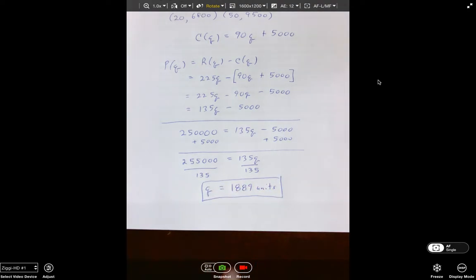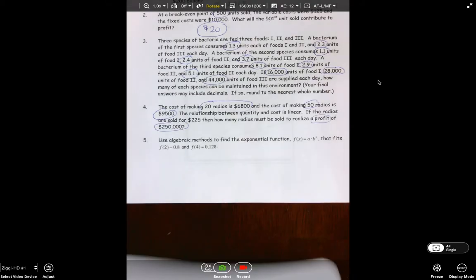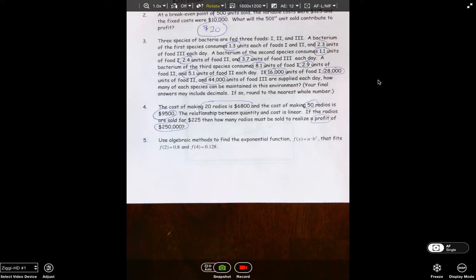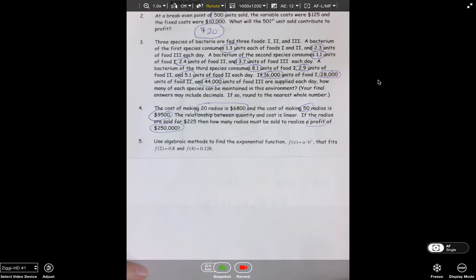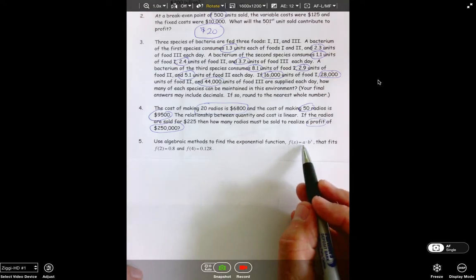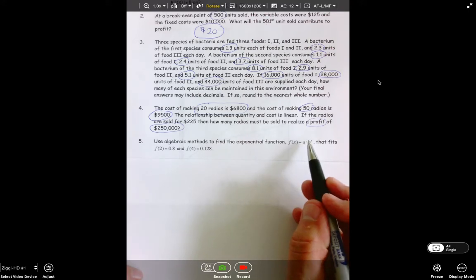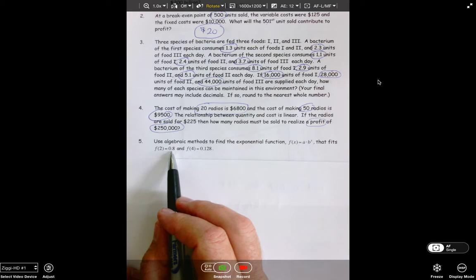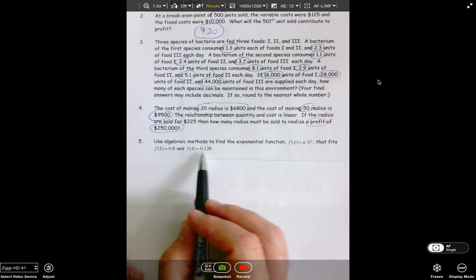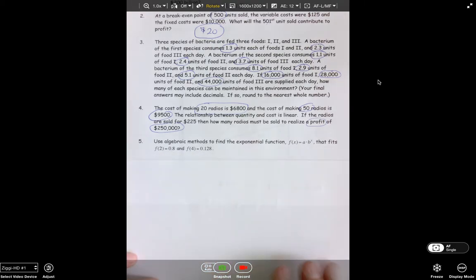All right, easy problem. Guys, again, that's just something you got to come in here knowing on midterm day. All right, use algebraic methods to find the exponential function in the form f of x equal a times b raised to the x power. We've seen those before, where f of 2 is equal to 0.8 and f of 4 is equal to 0.128.